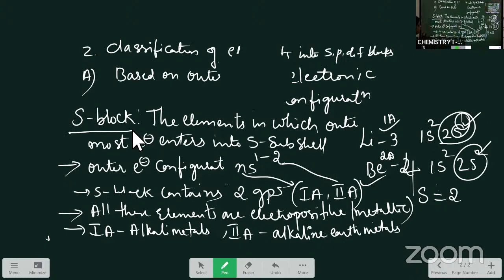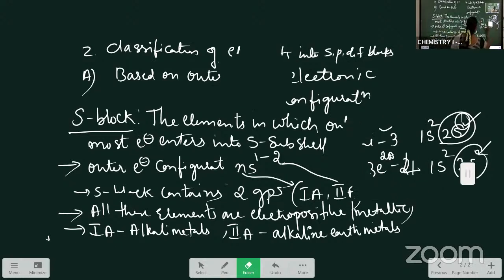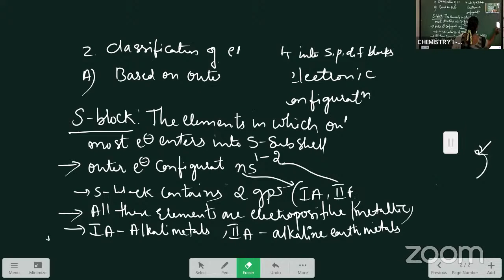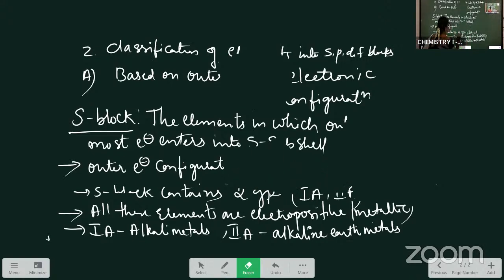What should you write first for S block? You should write its definition. So the elements in which the outermost electron enters into S subshell are called S block elements. Now, next is the configuration. For all the blocks, maintain the same pattern, then you will not get confused. The outermost electronic configuration is NS1 to 2. I'll write once again, this is NS1 to 2.